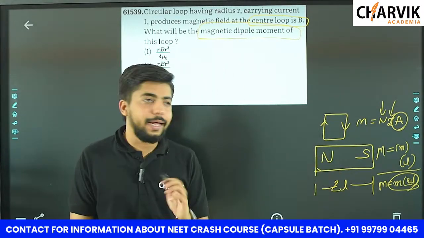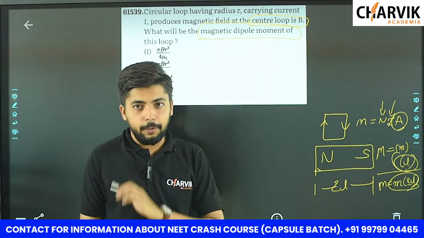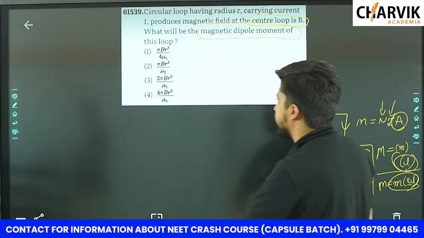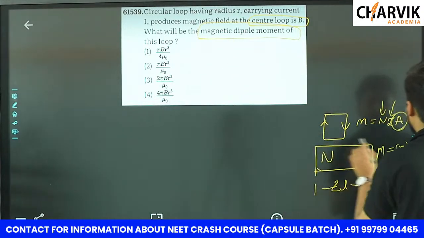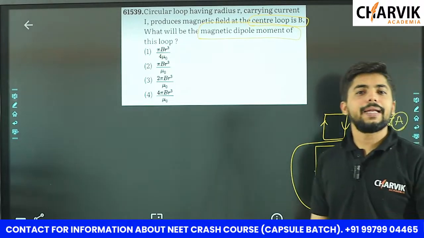We have taken the length of the magnet as L. That is why I am multiplying L with the pole strength. Okay, let us talk about this question. In this question, they are not asking you anything about the magnet. We have just revised the full theory of the magnetic dipole moment.